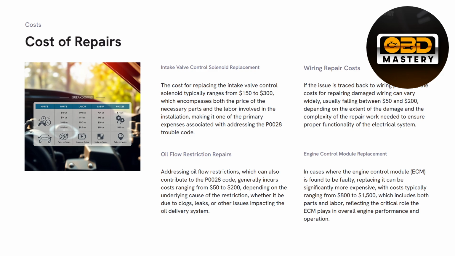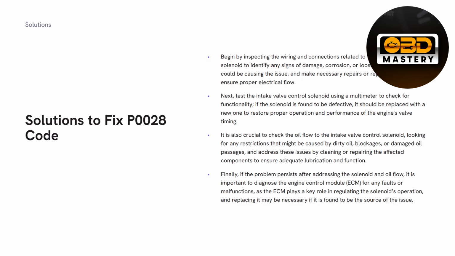Be sure that you're actually getting down to the main point of the problem. But the solutions to fix this are inspecting wiring connections related to the intake valve control solenoid to identify any damage, corrosion, or loose connections. Next, you're going to want to test the intake valve control solenoid using a multimeter to check for functionality. If the solenoid is found to be defective, it should be replaced with a new one to restore proper operation and performance of the engine's valve timing.